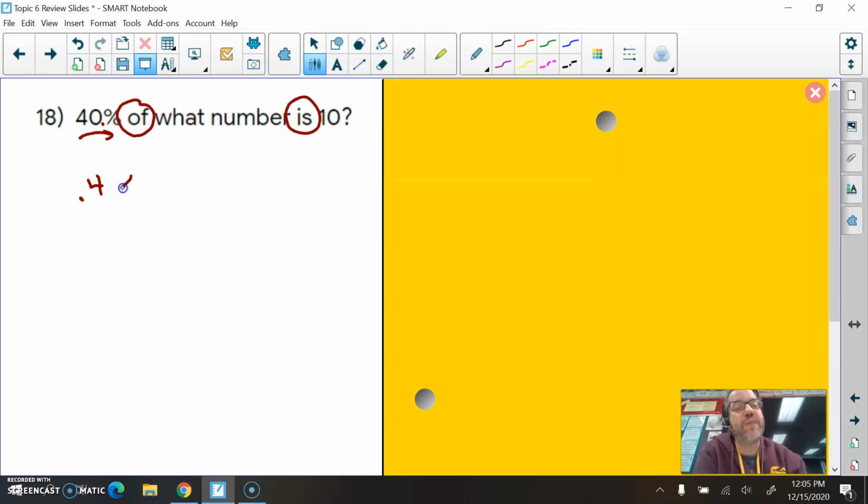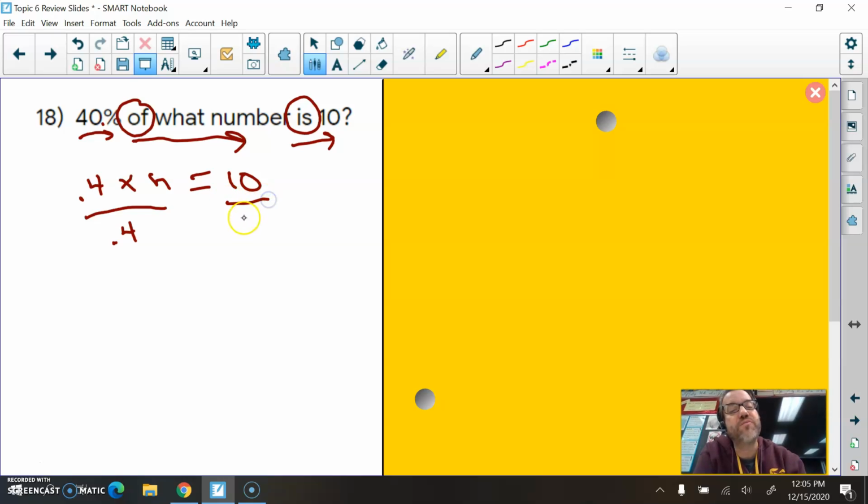Of some number, so times some number. I'll call that missing number n. So 4/10 times n is 10. Is means equals, so this equals 10. Notice I'm not multiplying 4/10 by 10. I have to take 4/10 times some number equals 10. So this is a one-step equation again. I have to divide by 4/10 to undo that, which means I'm also dividing this side by 4/10. If you multiply by 4/10 and then divide by 4/10, those will undo each other, and we get n equals 25.